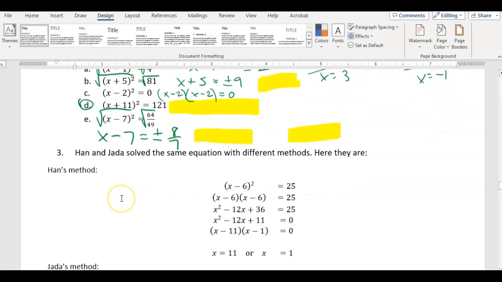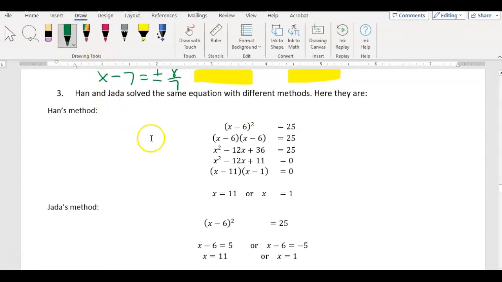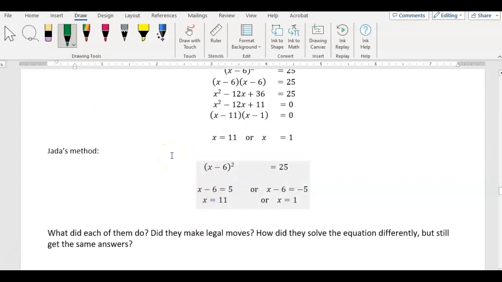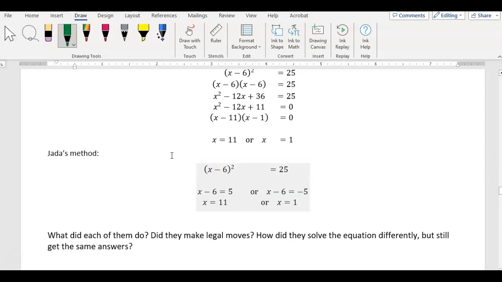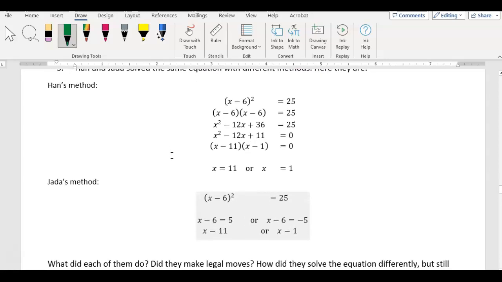Number 3, Han and Jada solved the same equation with different methods. Here they are. So this is Han's method and this is Jada's method. Notice they got the same answers, right? So it says, what did each of them do? Did they make legal moves? How did they solve the equation differently but still get the same answer? So let's see what Han did.